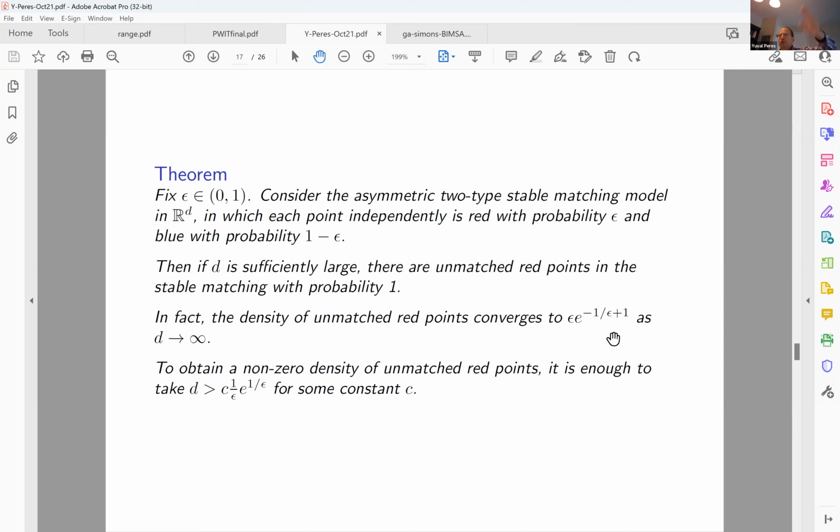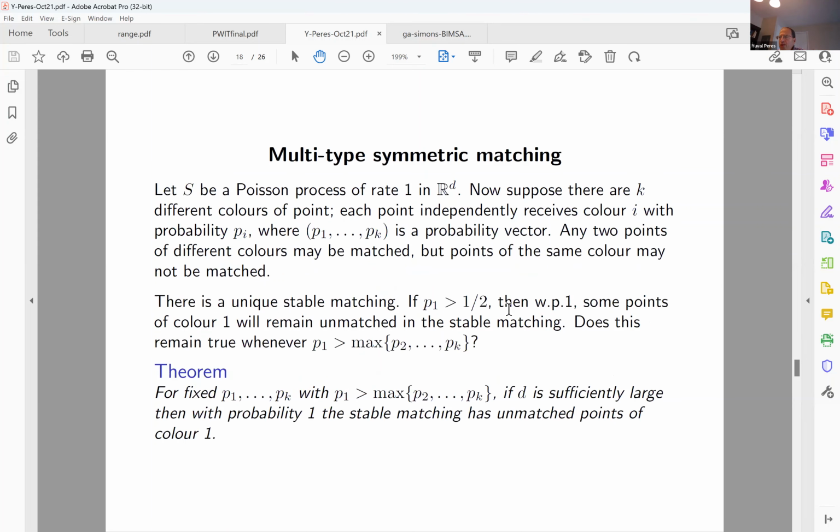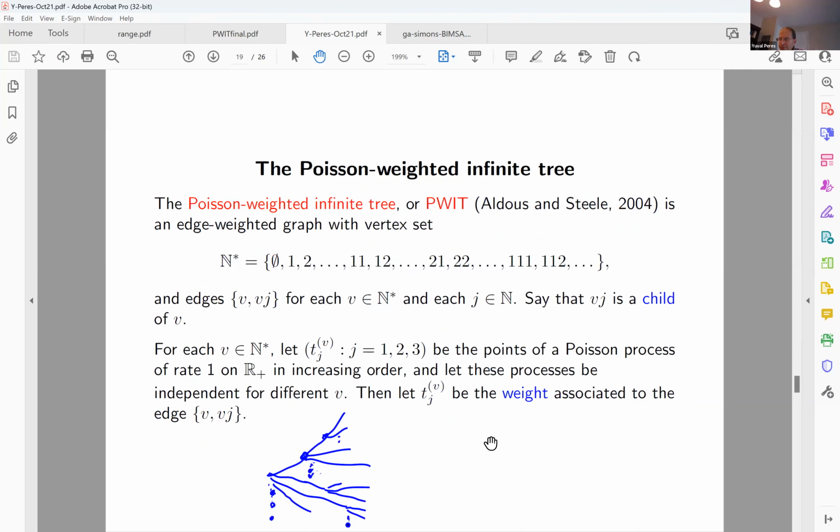In another sense, we don't understand it, because if you fix d and then let epsilon tend to 0 and ask, is there some tiny positive epsilon where all the red points are matched? We cannot answer that question, even in dimension 1. This is particularly embarrassing. There's a multi-type version, which I'll skip.